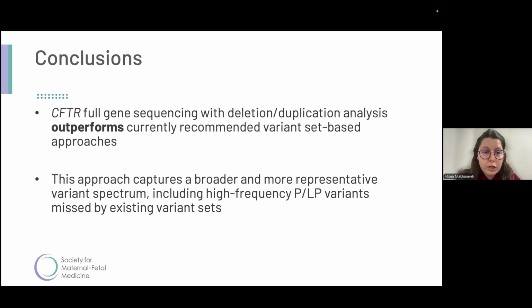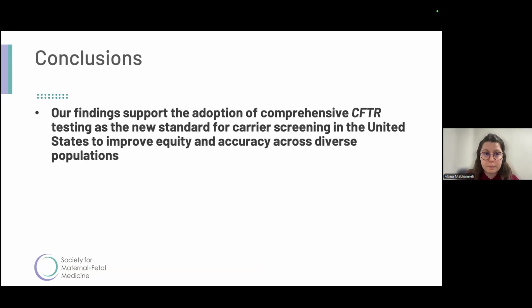In conclusion, CFTR full gene sequencing with deletion duplication analysis outperforms currently recommended variant set-based approaches. This approach captures a broader and more representative variant spectrum, including high-frequency pathogenic and likely pathogenic variants missed by existing variant sets. Our findings support the adoption of comprehensive CFTR testing as the new standard for carrier screening in the United States to improve equity and accuracy across diverse populations.